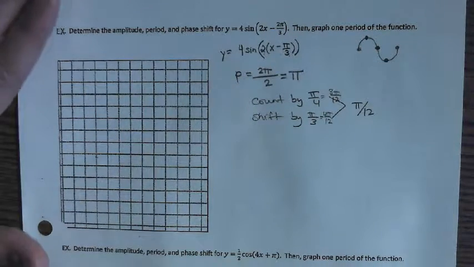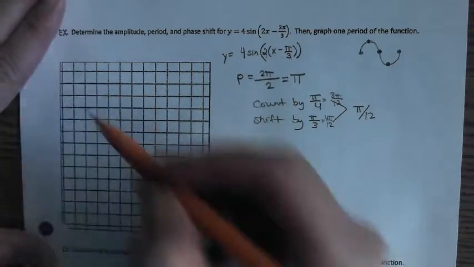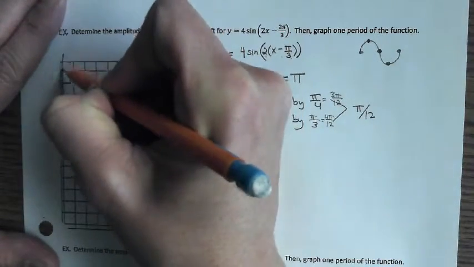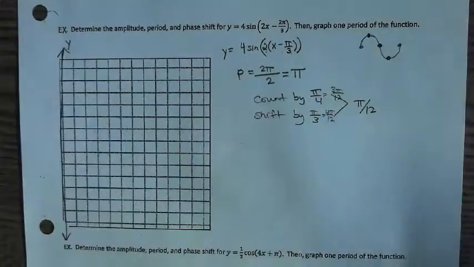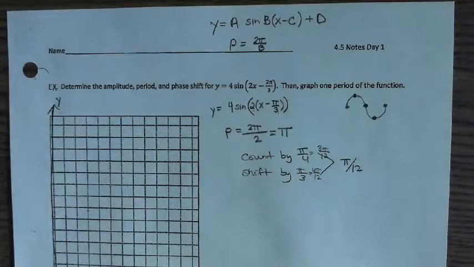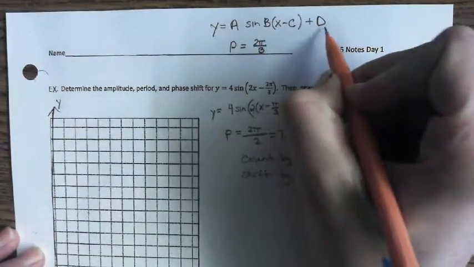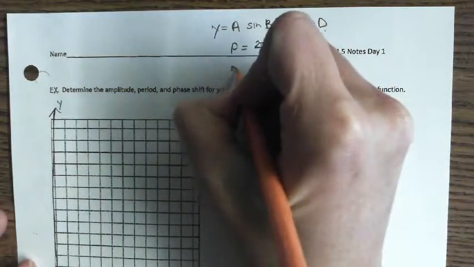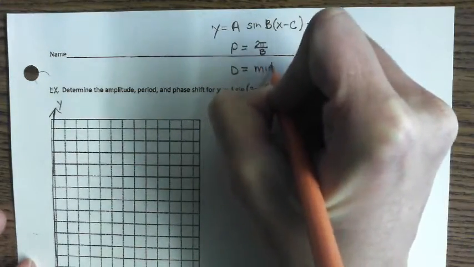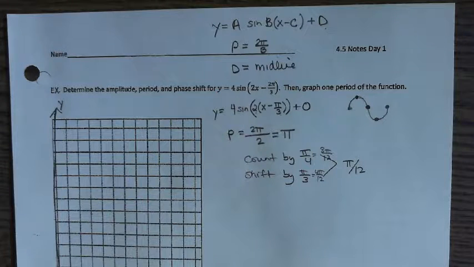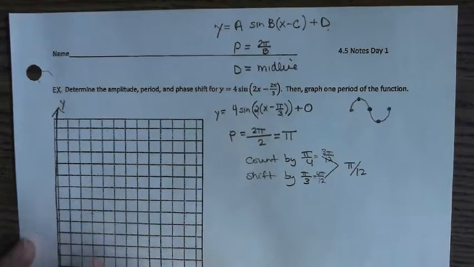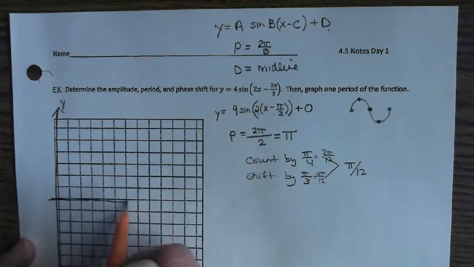It only wants one period. I haven't shifted up or down, so I'm just going to make this my y-axis. What's my midline? Zero. The D, that's your shift up or shift down, that's your midline. D equals your midline. And so in this particular one, it's not written there, but you could assume it's a plus 0. So if my midline is at 0, then my graph is oscillating above and below 0. So I'm just going to keep my x-axis right in the middle of all this.